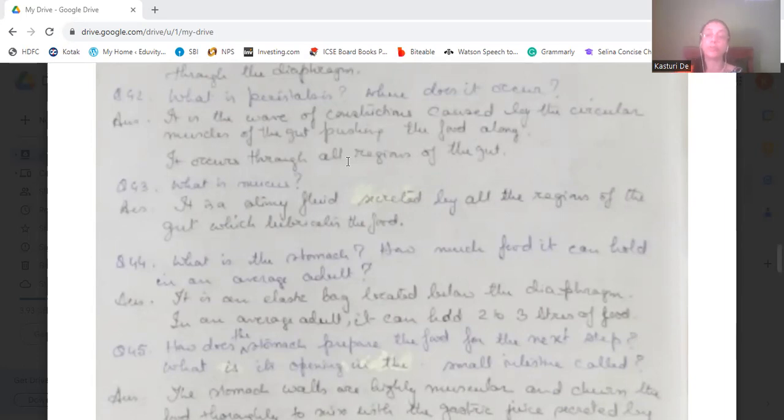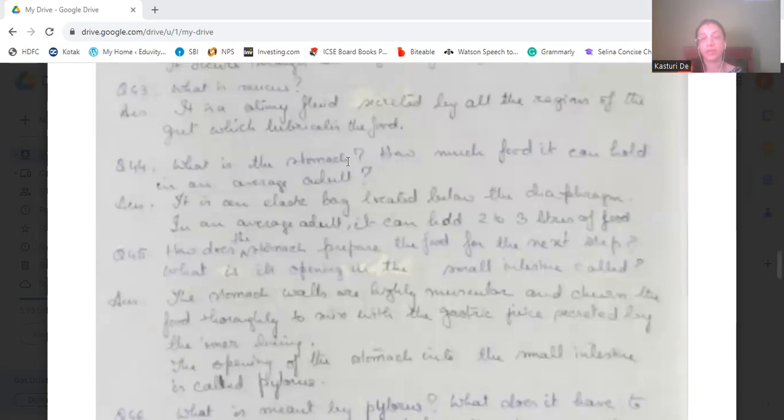Now, how does the stomach prepare the food for the next step? After passing through the esophagus, the food goes to the stomach. Here the food will be mixed with the stomach juice. What is that juice? Gastric juice, which is secreted from the inner lining of the stomach. The food mixes with the gastric juice and then passes on to the small intestine.